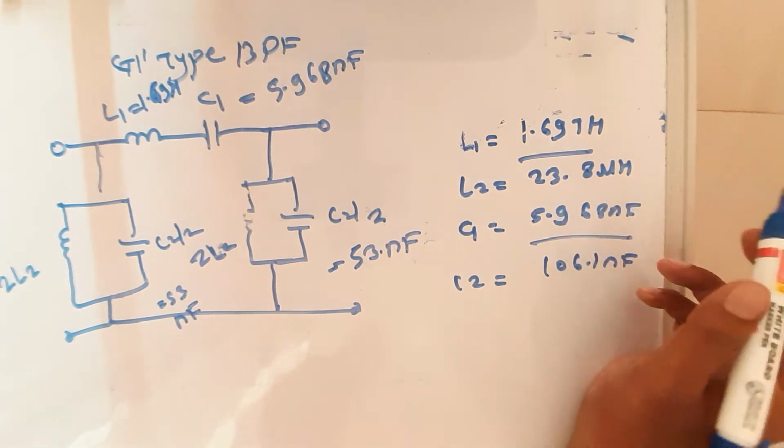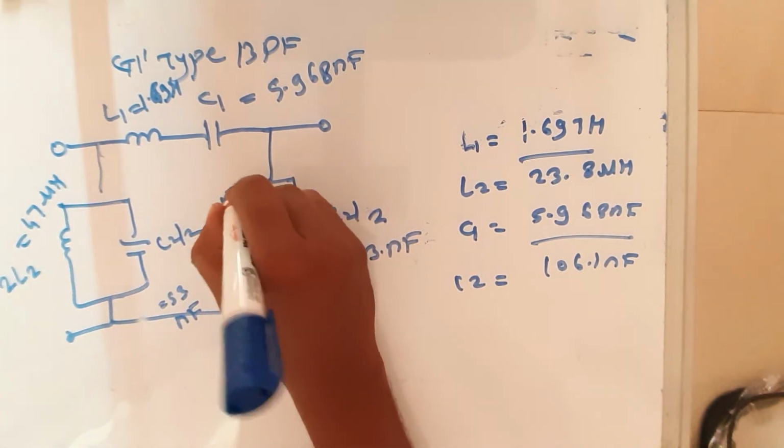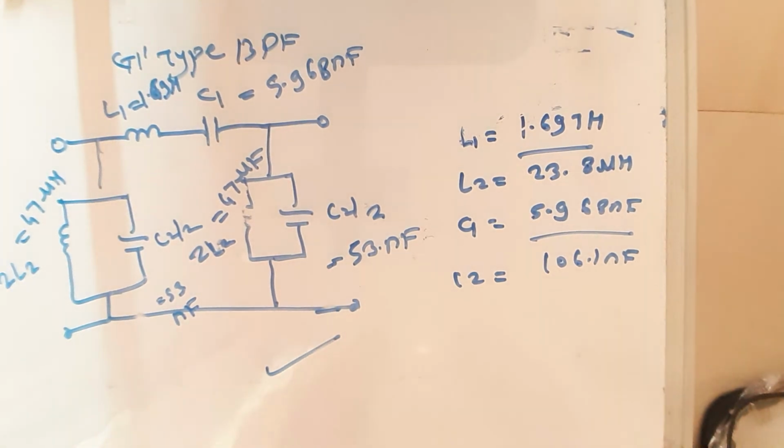Okay, so twice L2. L2 value, just take it double. So this is something like 47 microhenry. So here today we will see how to draw the band pass filter of T type and pi type.